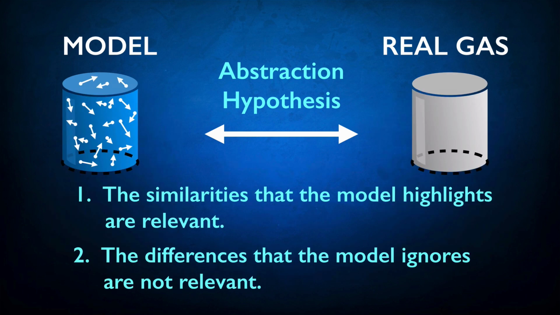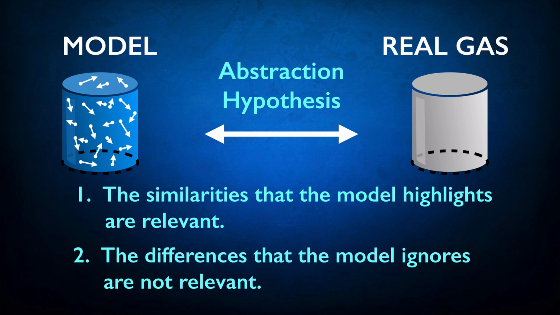Remember, in our general picture of the modeling relation, what I'm calling the abstraction hypothesis has two parts to it. The first part is the claim that the similarities between the model and the target system are relevant to the kind of inferences we want to make with the model. And the second is the claim that the differences that the model ignores are not relevant to the inferences that we want to make. So, what the predictive success of this model shows is not that the model's assumptions are in fact true. The assumptions are still false.